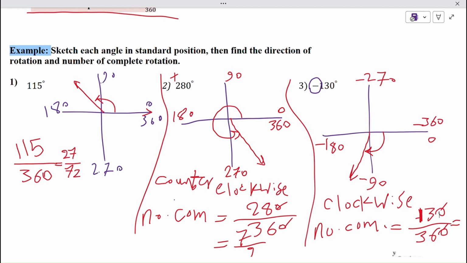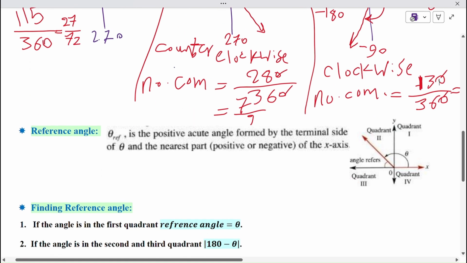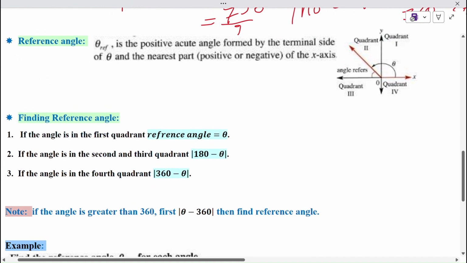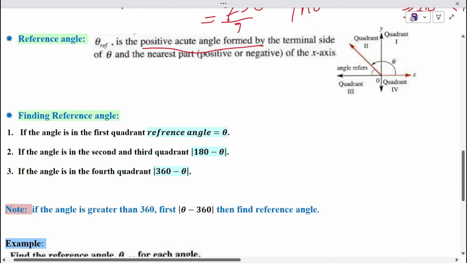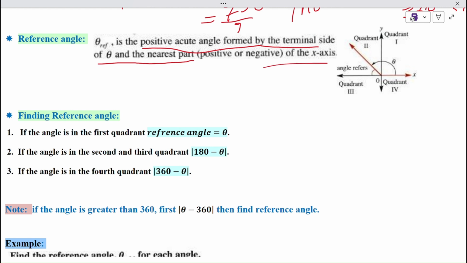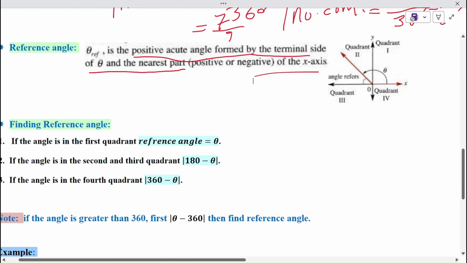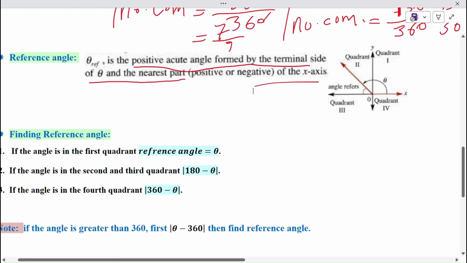Now guys, we have another subject here: the reference angle. What is this angle? The reference angle is a positive acute angle formed by the terminal side of theta and the nearest part of the positive or negative x-axis. Look at this angle here; this is called the reference angle.